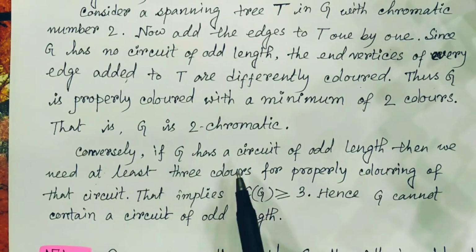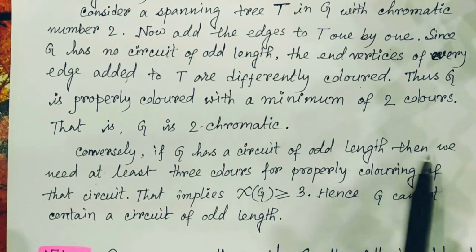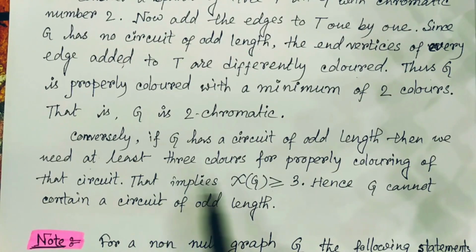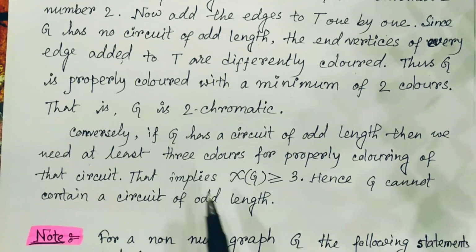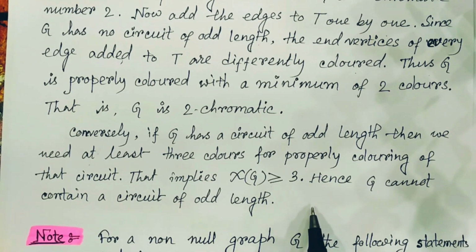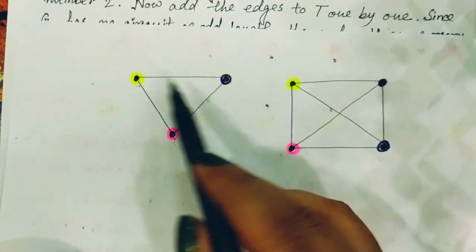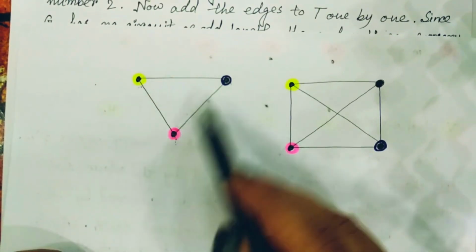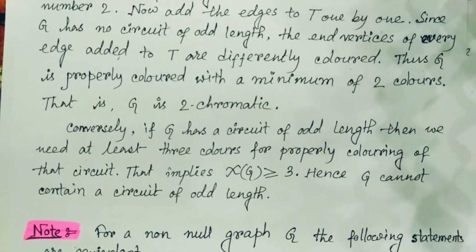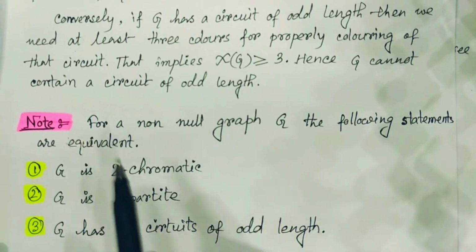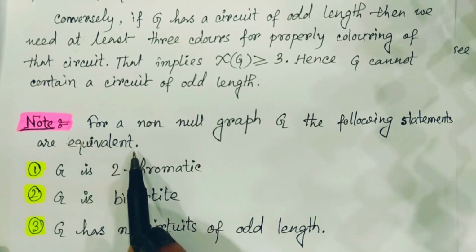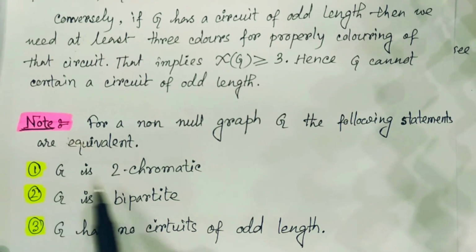Conversely, if G has a circuit of odd length, then we need at least 3 colors for properly coloring that circuit. That implies the chromatic number of G is greater than or equal to 3. Hence, G cannot contain a circuit of odd length. So if we consider this one, it is a circuit of odd length, and with odd length it always requires a minimum of 3 colors. From here, we have an observation that for a non-null graph G, the following statements are equivalent: G is 2 chromatic, G is bipartite, and G has no circuit of odd length. So these are the few theorems on the chromatic number.